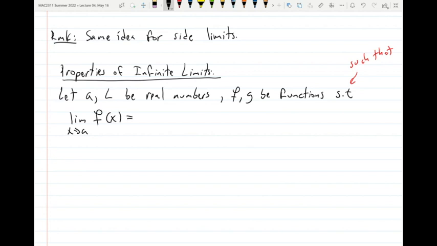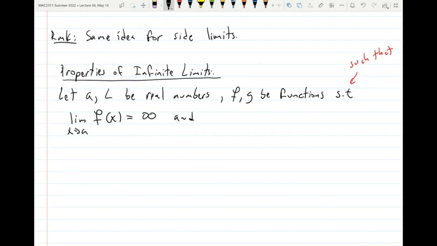that f is a function whose limit is infinity. Okay, so I'm going to write infinity. If we write infinity, it really means positive infinity, but everything I'm saying here also applies to negative infinity. It's just that I don't want to write the same property 2 times. So when I say infinity, it could be positive or negative infinity.